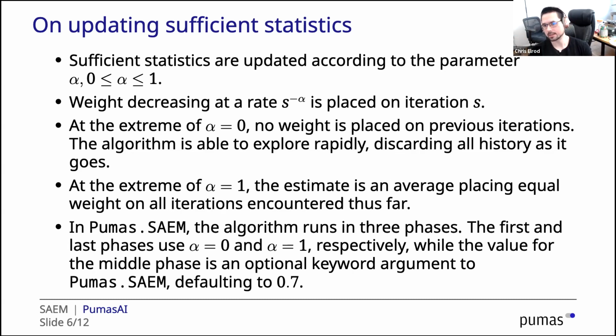But it is often profitable early on to place actually much more weight than this on the most recent iteration. So in the first stages of SAEM fitting, we actually use alpha equals 0, which means we place all of the weight on the most recent iteration and totally discard all previous information. So that allows SAEM to jump around rapidly.